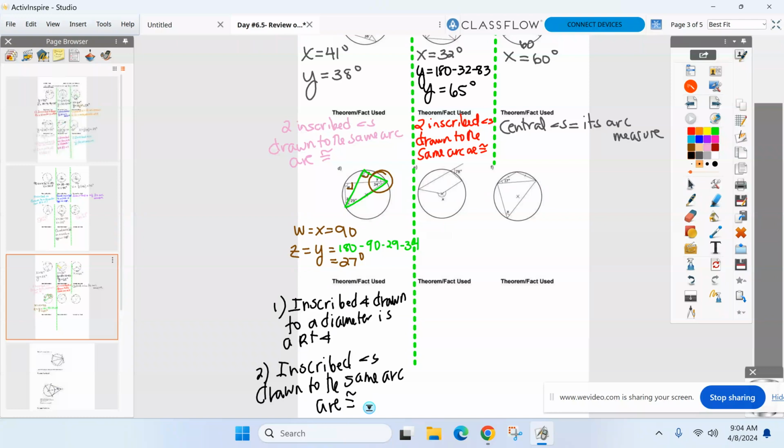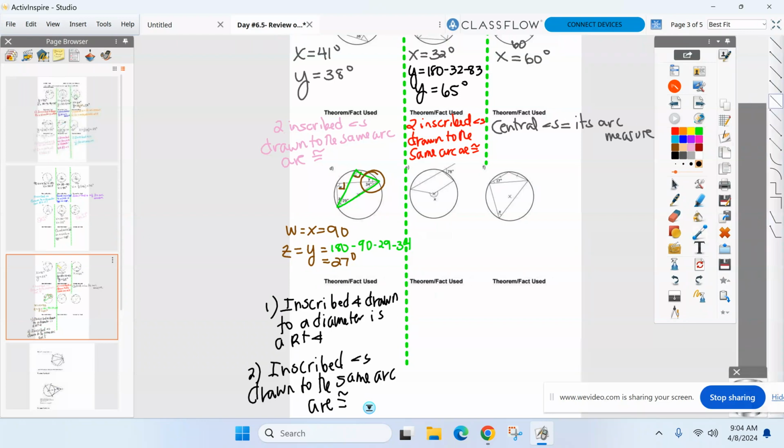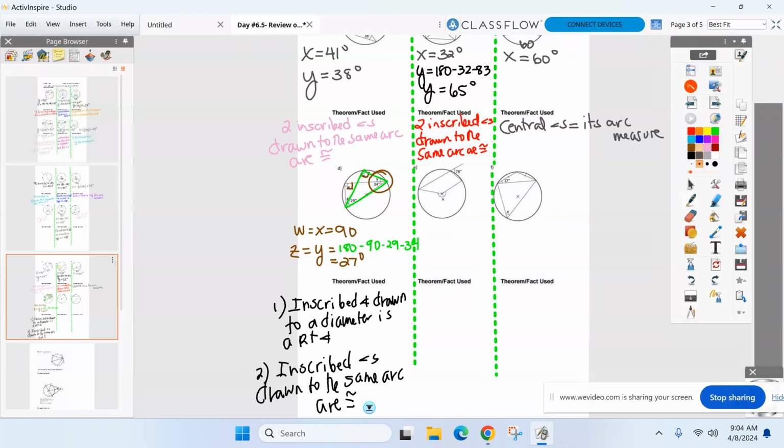All right, go ahead. E. I'm going to start letting you guys do more and more on your own now without my help. Finding angle X. Try to fill in more if you can.